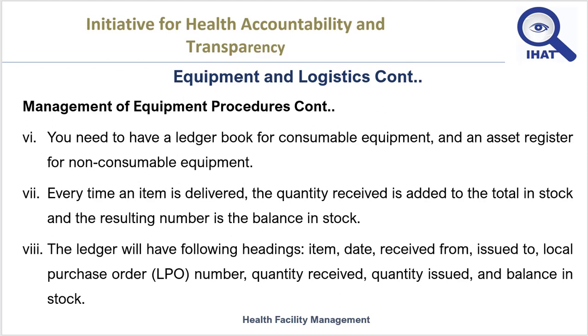You also need to have a ledger book for consumable equipment and an asset register for non-consumable equipment. Every time an item is delivered, the quantity received is added to the total stock, and the resulting number is the balance in stock. The ledger will have the following headings: the item, the date, received from, issued to, LPO number, quantity received, the quantity issued, and the balance in stock. This is very, very important for fairly medium-sized facilities.